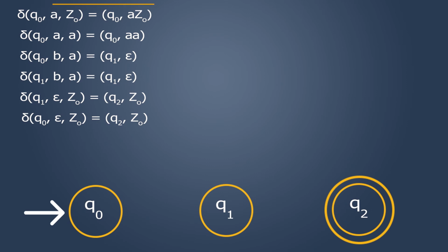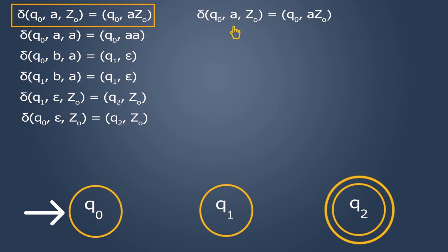Let me consider my first transition function. On Q0, if my input symbol is A, and Z0 is top of the stack, I should be in the same state Q0 and I should push this A onto stack. So on Q0, I should be drawing a self loop like this. And I should label it as A comma Z0 slash AZ0.